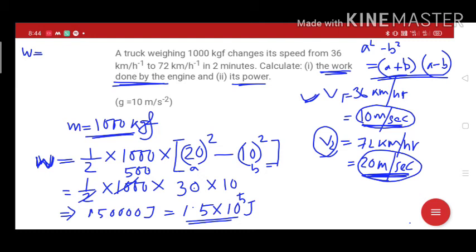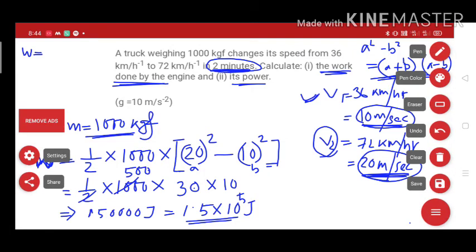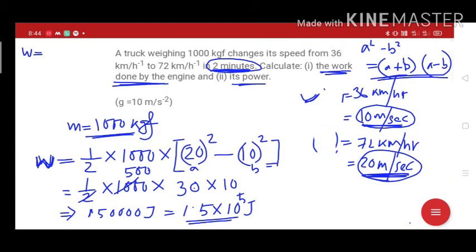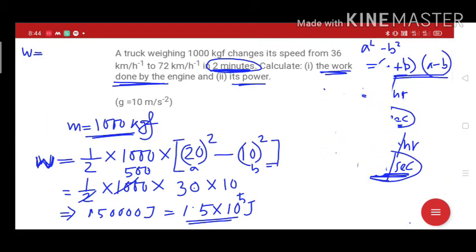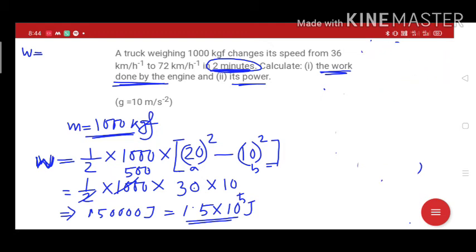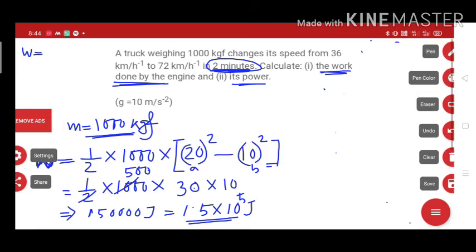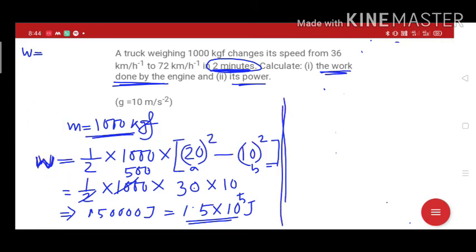Now they are asking for the power. So they gave us the time, 2 minutes. So in 2 minutes there is the change in the velocity or speed. So what is power? We know the formula of power. First I should clear this side. Okay, so power is work done by time.